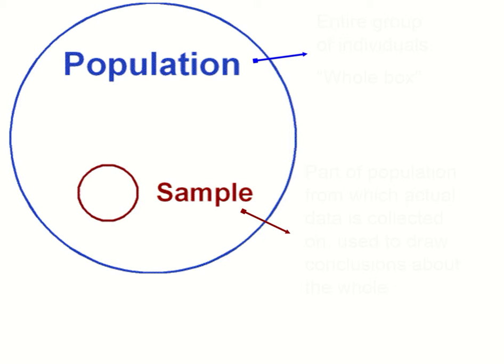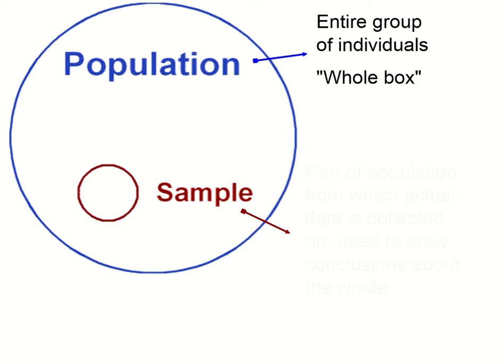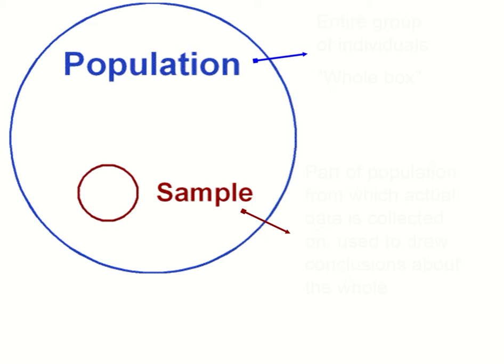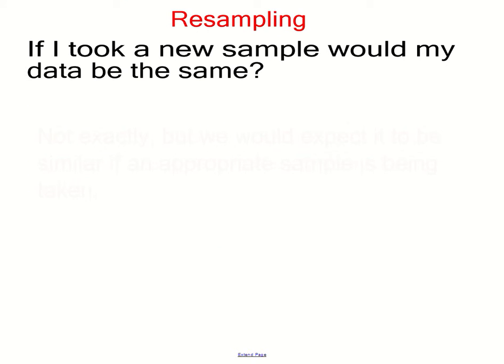A population is the entire group of individuals. It's the whole loaf of bread or the whole box of cereal. Whereas a sample is part of the population on which actual data is collected, and it's used to draw conclusions about the whole. So rather than surveying everybody and finding out data about everyone, you can find data about a small group, a sample, and use that to make inferences and conclusions about the whole population. As we sample, we have to keep a few things in mind, such as resampling.